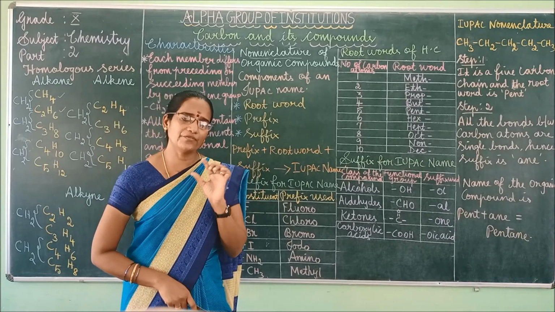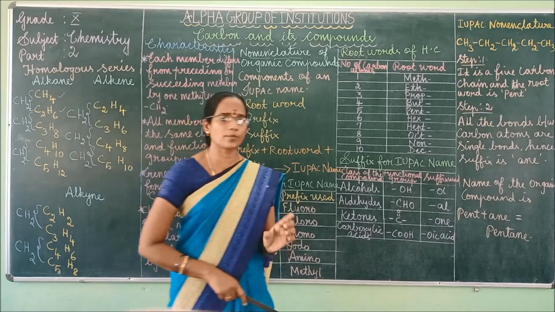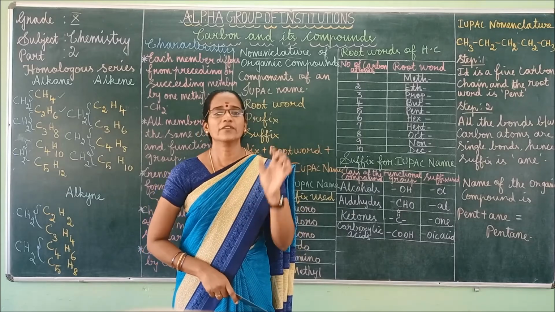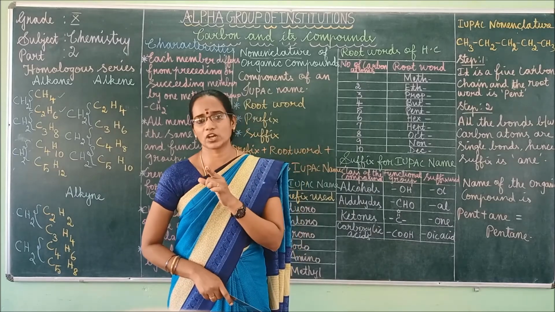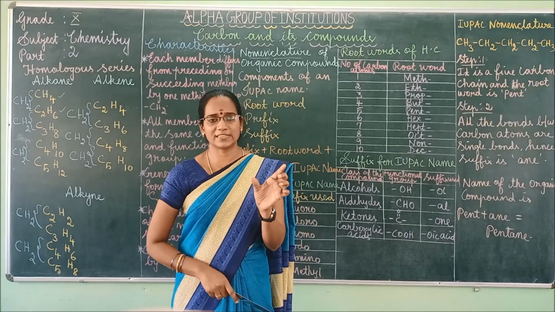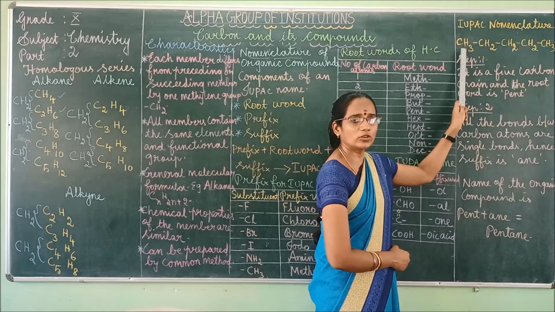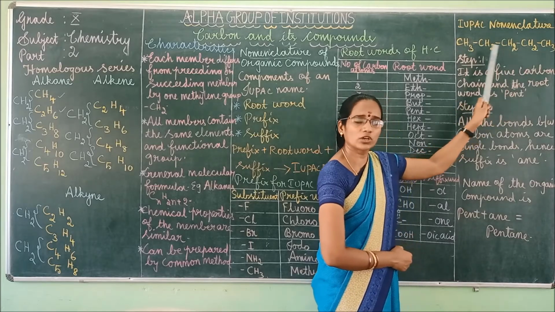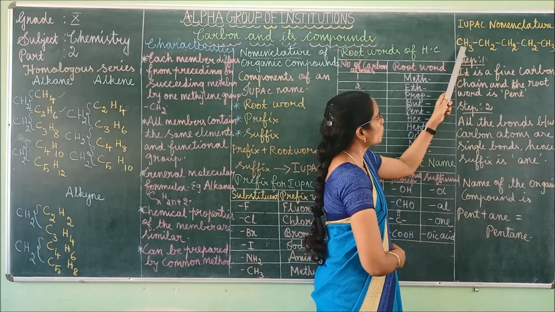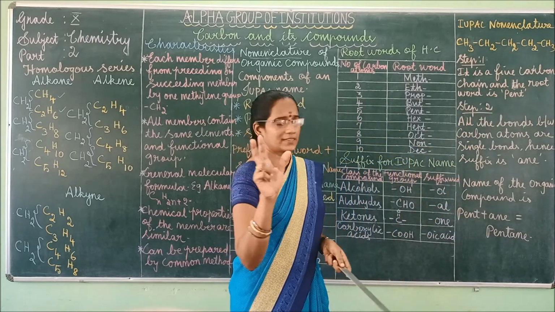First of all, we have to identify the longest chain of the carbon compound. This point is also very important. As per rule 1, we have to find out the longest chain of the carbon atoms, and next identify how many carbon atoms are present. We have to count the carbon atoms. So how many carbon atoms are present here? 1, 2, 3, 4, 5. 5 carbon atoms are present, isn't it?